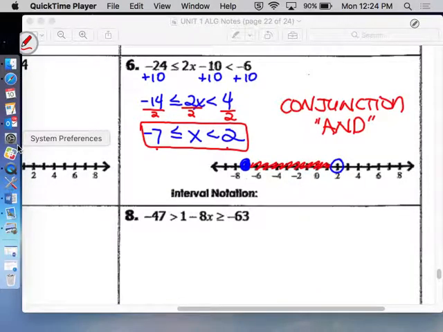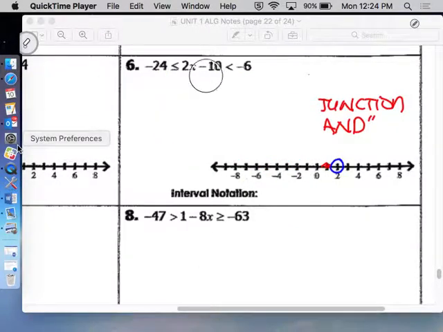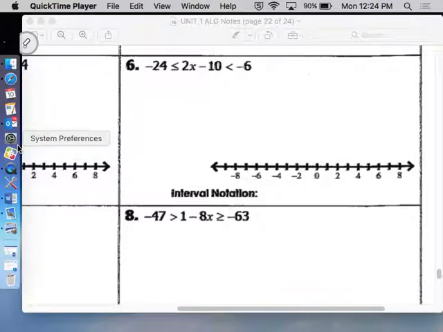It means that the range of numbers that are highlighted in red, if I choose any number from this highlighted red region and slip it in for x, I'm going to get a true statement. I'm looking for numbers that are both greater than or equal to negative 7 but less than 2. And note that negative 7 would be included in the solution set, positive 2 is not. And I would like to set up number 8 on the screen just because of the negative in the middle. And then that will be it for the video.